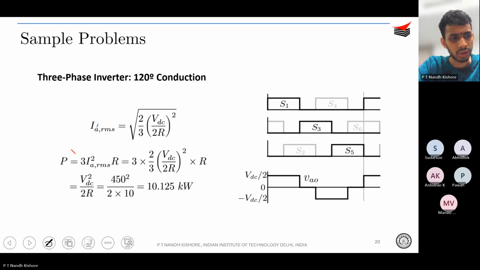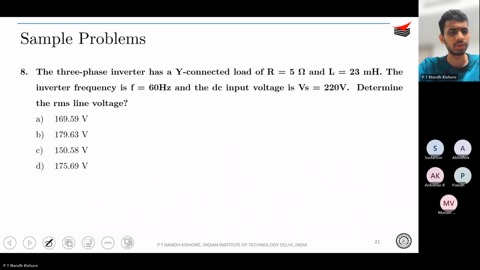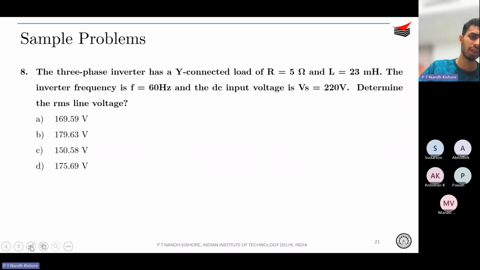Okay. The three-phase inverter has a star connected or Y connected load of R equal to 5 ohms and L is 23 millihenries. So R is given, L is given, so it's no longer an R load. So current is no longer going to follow your output voltage. The inverter frequency is F equal to 60 hertz. For your information, 60 hertz is preferred in the US. In Commonwealth countries we use 50 hertz, but in some countries we of course use 60 hertz. And the DC input voltage is 220 volts.